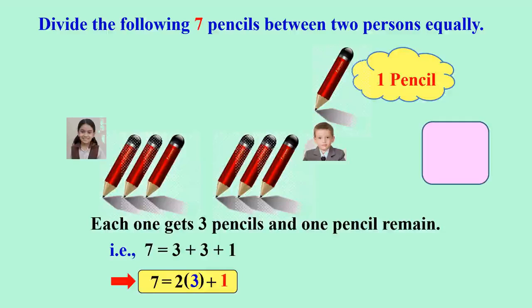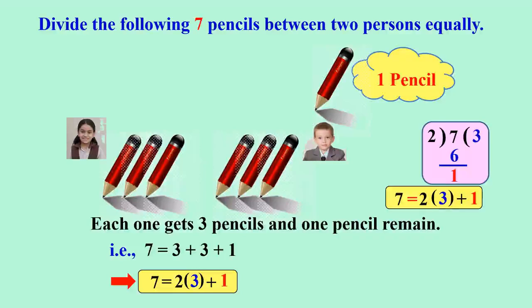Now general division, 7 divided by 2. 2 threes are 6. 7 minus 6 is 1. 1 is the remainder. We can also write this as 7 is equal to 2 times 3 plus 1. In both cases 1 is the remainder. 7 is equal to 2 times 3 plus 1.